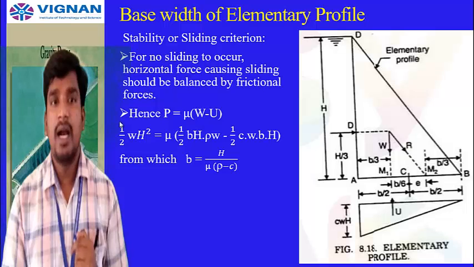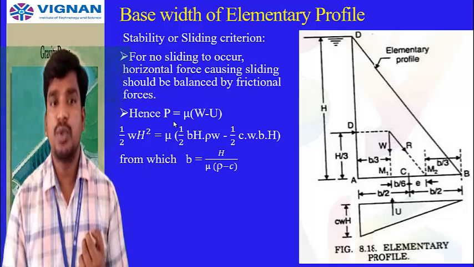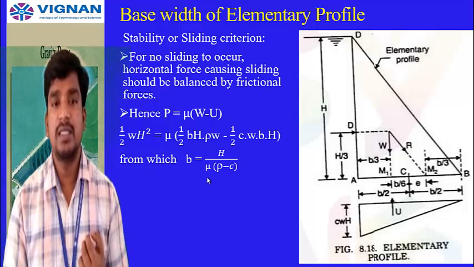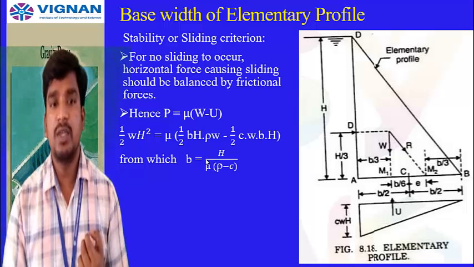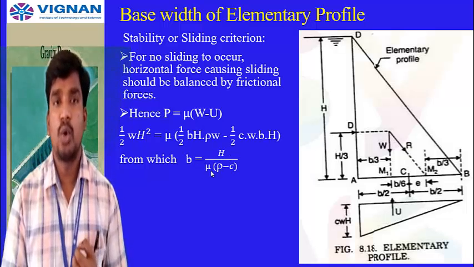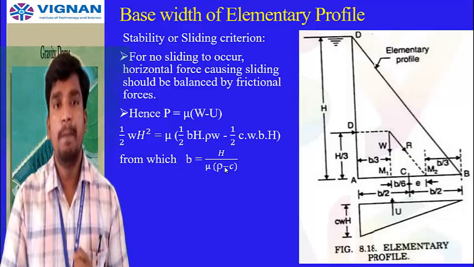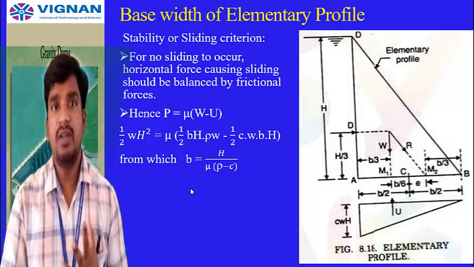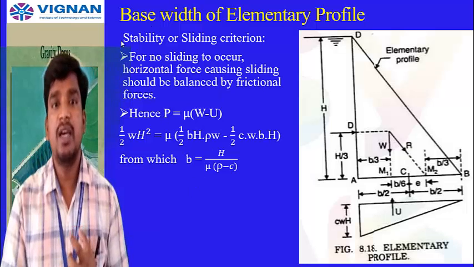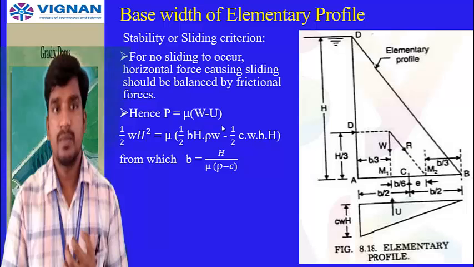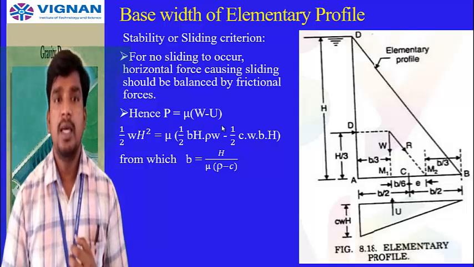Okay, so here P is equal to half into water pressure, so this is half into WH square, which equals mu into, so let us substitute the weight of the material, the weight force and the uplift force here. After this, we will get the value of the base width, B is equal to H divided by mu into rho minus C. So this is how you can compute the base width using the elementary profile of a gravity dam under the stability or sliding criterion. This is the procedure for calculating the base width.